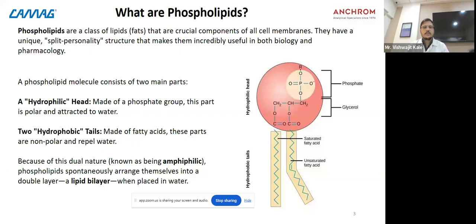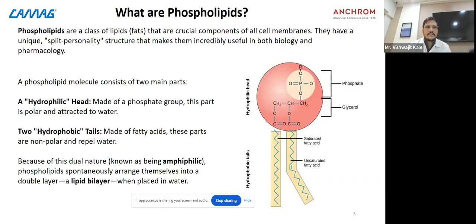Now, starting with the topic of interest today: what are phospholipids and what is the requirement of their analysis? How can we achieve that analysis in a faster way, in a cost-effective way, and simultaneously for high sample throughput?